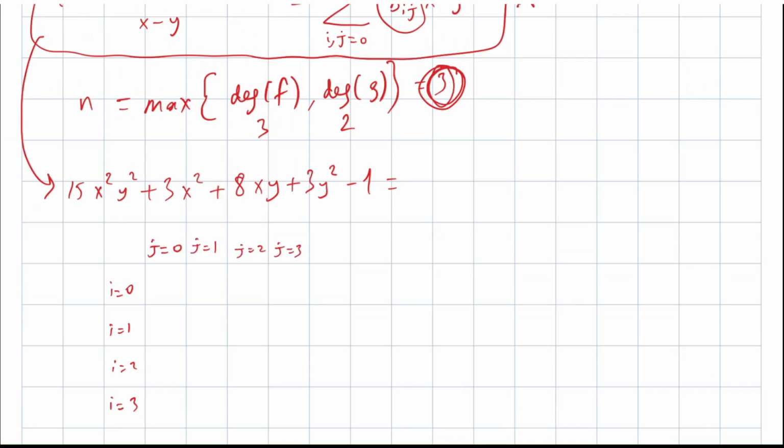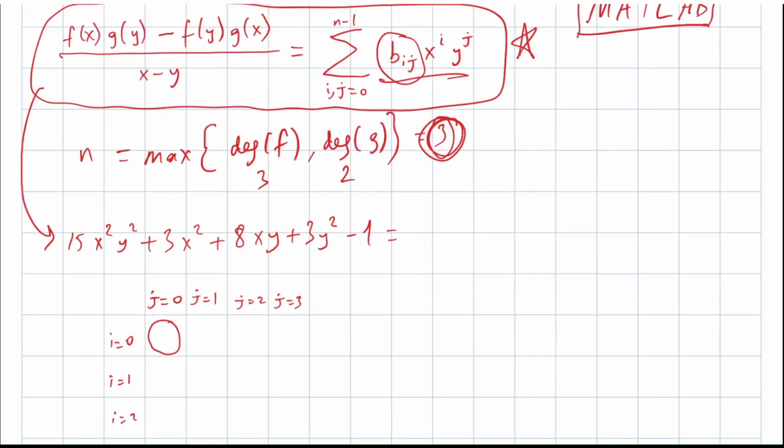Then you will have 16 terms. Here you have those 16 terms, and by the way, this will be a symmetric matrix, so you don't have to fill all of the 16 terms. Let's keep this in mind. In this location you are going to write down, for example, i equals 0, j equals 0.